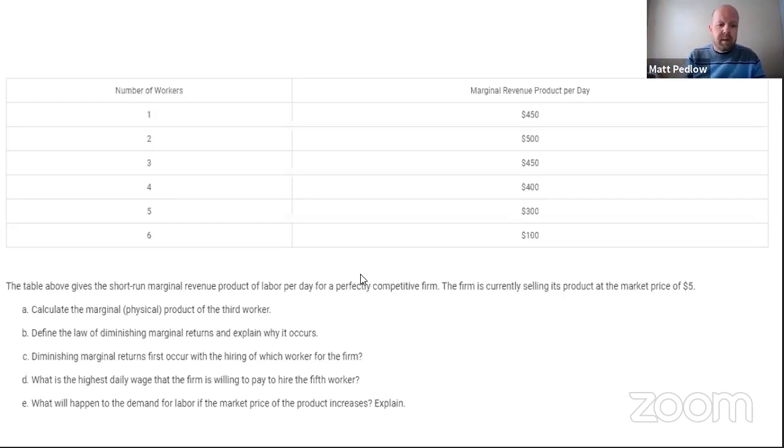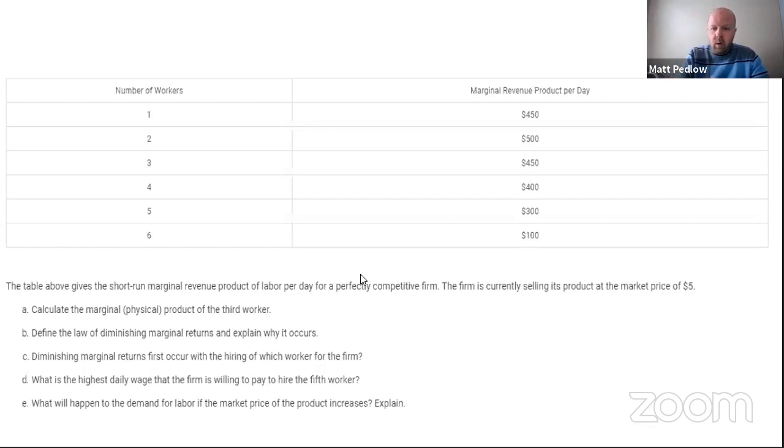The table above gives you the short-run marginal revenue product of labor. Going back to unit 5, marginal revenue product is our demand for labor, the additional revenue each additional worker makes me. Okay, so calculate the marginal physical product. Now, if you say to yourself, we didn't talk about this, sure we did. Marginal product, marginal physical product, what I can tangibly touch. It's what I'm making.